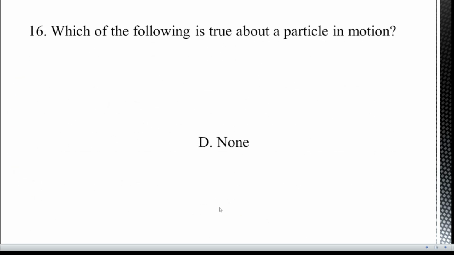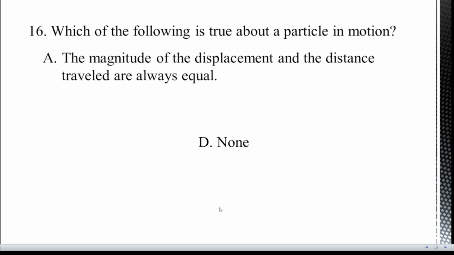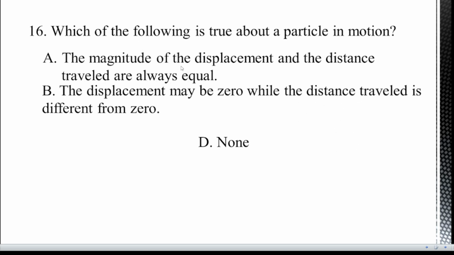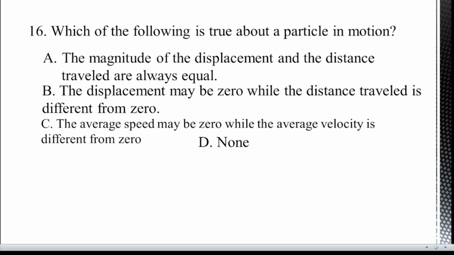Number 16, it says which of the following is true about a particle in motion? Let us see the alternatives. A. The magnitude of the displacement and the distance traveled are always equal. No, they might not always be equal. B. The displacement may be zero, while the distance traveled is different from zero. Of course, this might be. But to decide, we have to finish the alternatives.